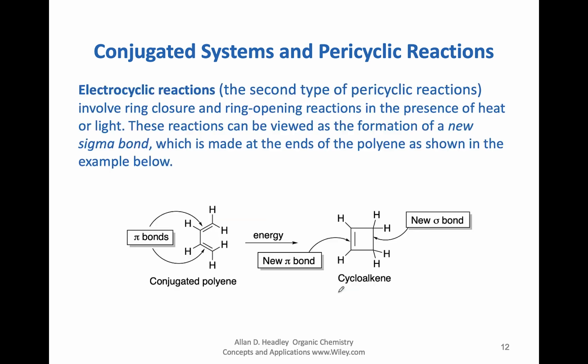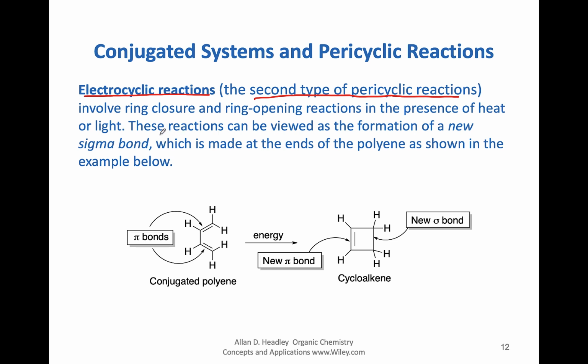Okay? All right, let us turn our attention now to the second type of pericyclic reactions, and this type is known as the electrocyclic reactions. So first was the cycloaddition. Now we're looking at another type known as this electrocyclic reaction. Let's see what it is, first of all, before we start doing our analysis.